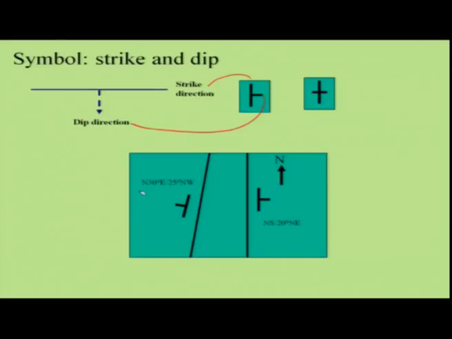If you are having vertical beds, then this is the way it will be represented on the map. It will have no dip direction. They are almost vertical, but still they have a strike. And here you are having horizontal beds, so there is no strike and no inclination is seen.